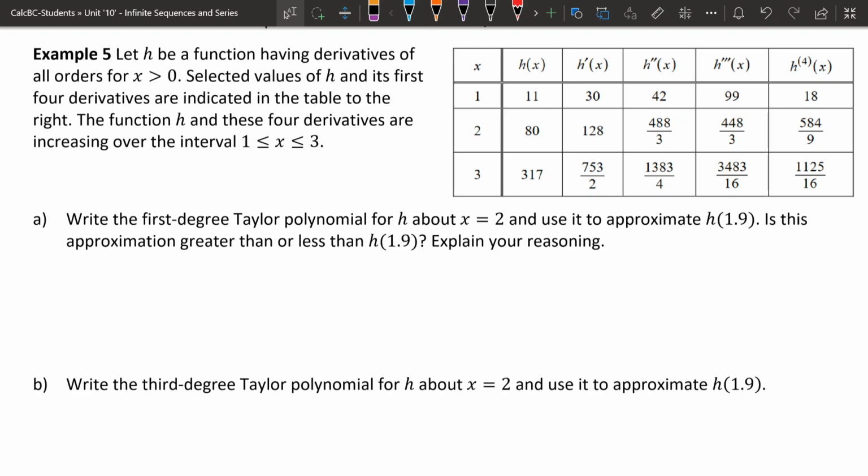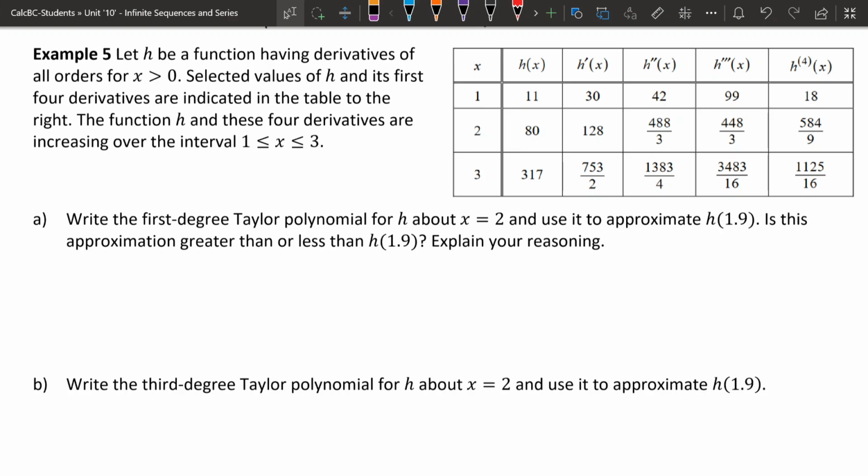All right, so part A says, write the first degree Taylor polynomial for h about x equals 2, and use it to approximate h of 1.9. Is this approximation greater than or less than h of 1.9? Explain your reasoning. We've seen problems like this before when we were first learning about Taylor polynomials and how far out they converge and how good of an approximation they are.